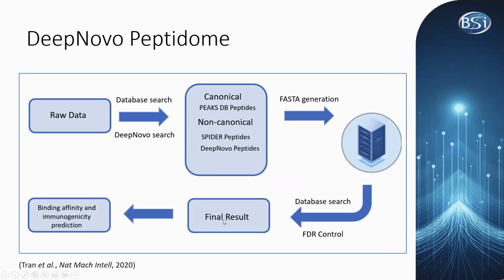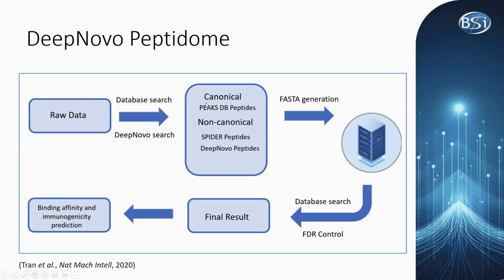As I mentioned before, there's a DeepNovo Peptidome workflow that's incorporated into both online and studio, and this is mainly designed to improve the accuracy and sensitivity of identifying peptides. Starting from the raw data, we first perform a database search, and this will identify any canonical peptides similar to our PeaksDB search.